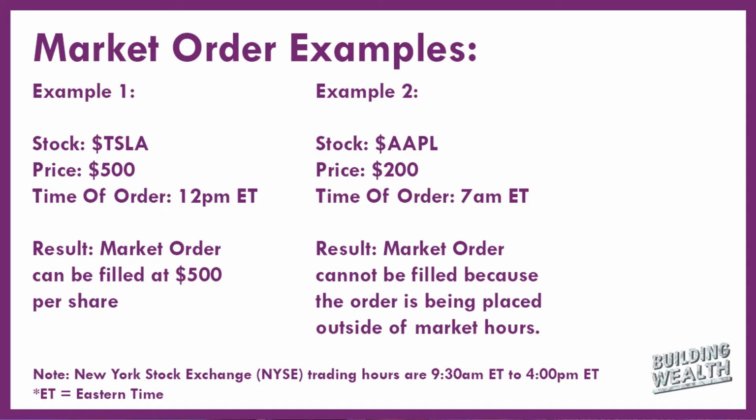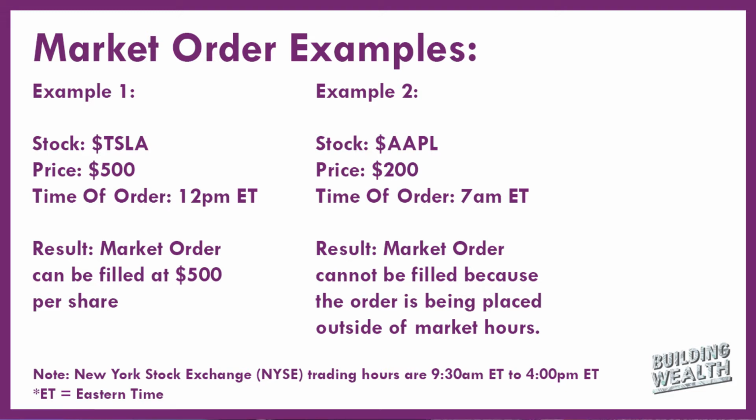The first order type is a market order. For example, when we have a stock, Tesla, for a price at $500. We want to buy this at 12 o'clock. The result of this is that a market order is filled at the $500 per share request. Our second example shows a stock of Apple priced at $200. The time of order is at 7 a.m. The result is that the market order is not filled because the order is placed outside of market hours.